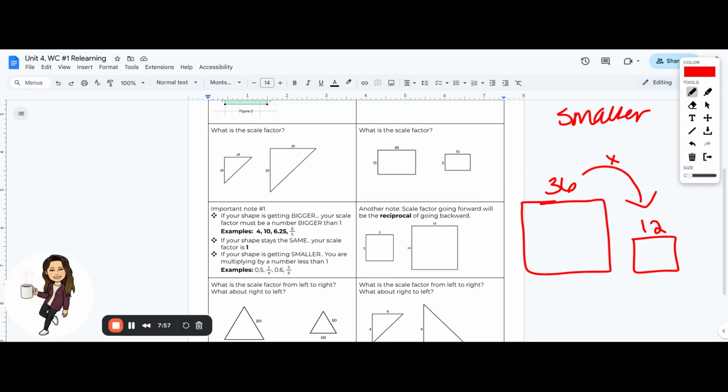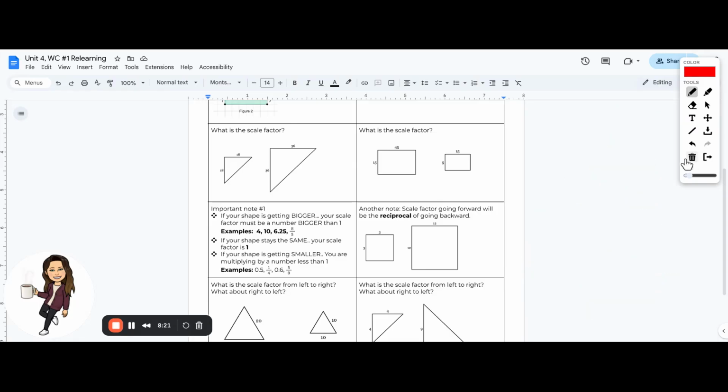Now, you may not know what you can multiply 36 by to get 12, but you may know that from 12 to 36 is times 3. So then you don't even have to do any math or thinking. If you know that 12 to 36 is times 3, then 36 to 12 would be times 1/3, that reciprocal, okay? All right, just a couple more, and then we will be done.